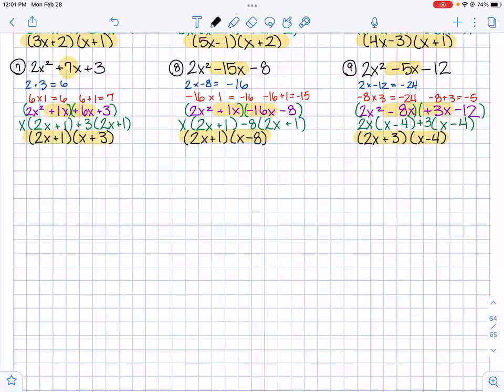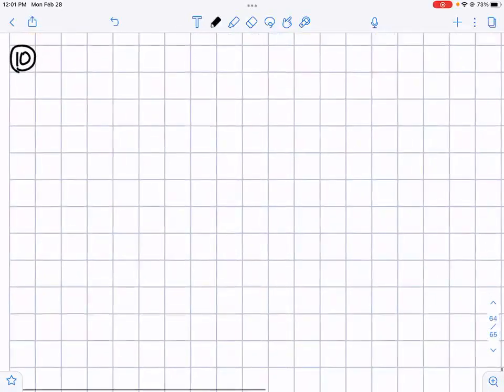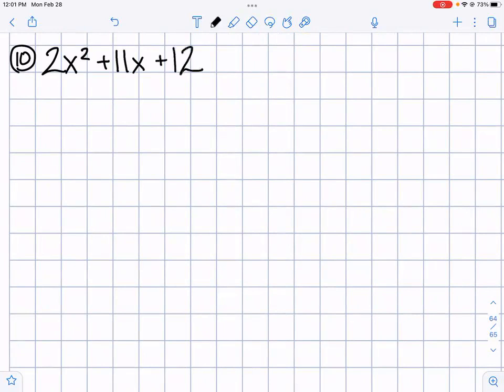Let's try at least one more. I've got plenty written down, so we'll just keep on trucking. 2x squared plus 11x plus 12. I'm just gonna keep going until I feel like everybody's got an idea, because right now I'm not really feeling too great when people aren't listening and they're just talking. So try this one out.